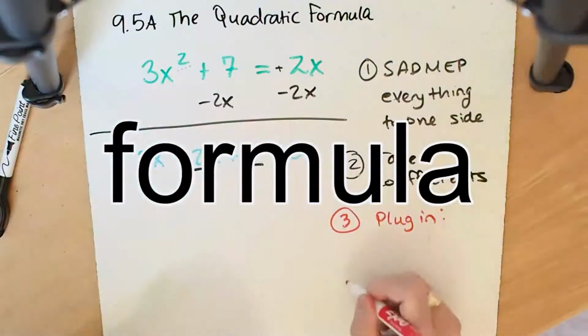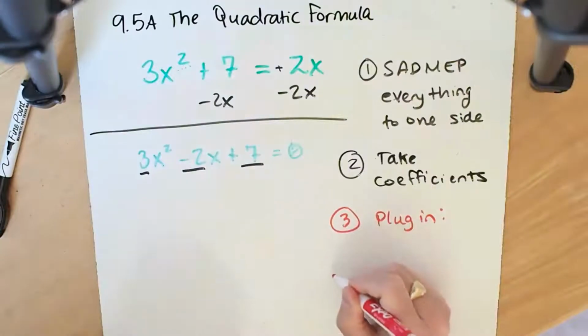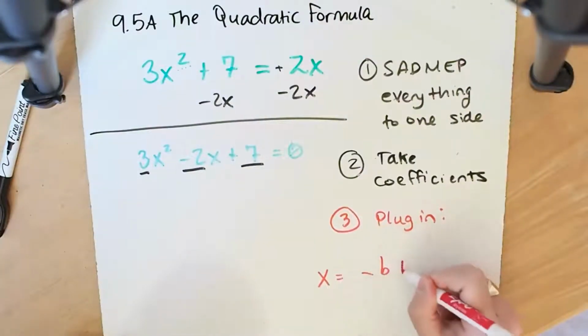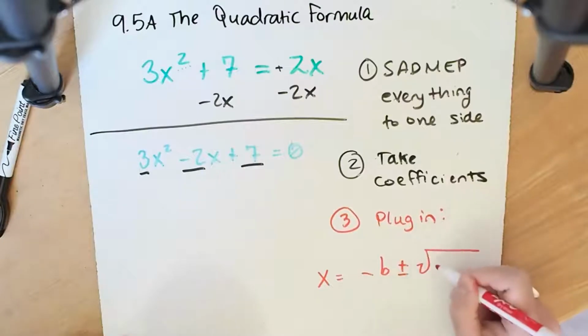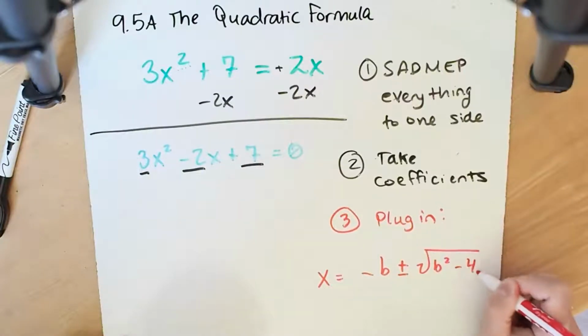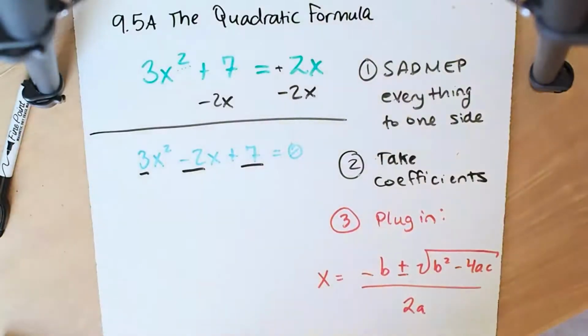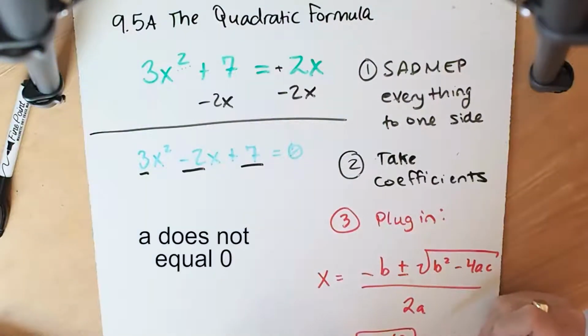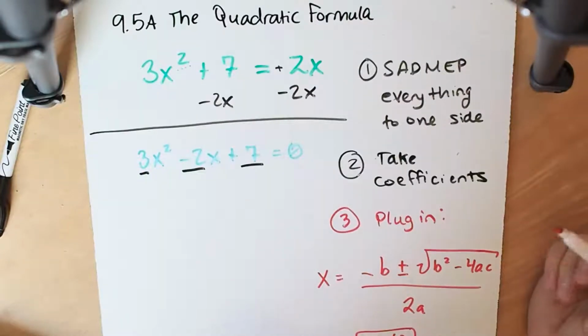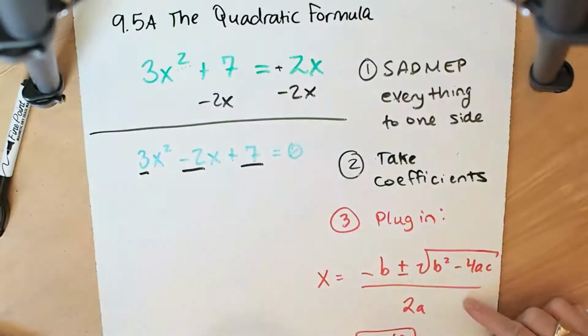and then we plug them into the quadratic formula. So the quadratic formula states that x is equal to -b plus or minus the square root of b squared minus 4ac all over 2a, as long as a does not equal 0, because if we try to divide by 0, that doesn't make any sense. All the numbers fall into a terrifying fiery hole of being undefined. This is a formula you're going to want to memorize.